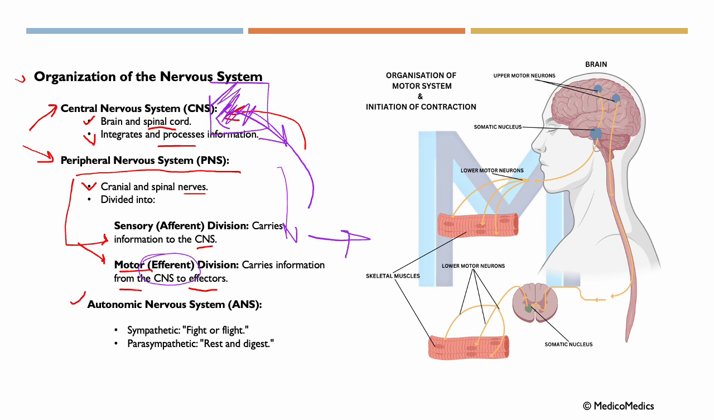Another concept is the autonomic nervous system. This is where we find the sympathetic nervous system and the parasympathetic.